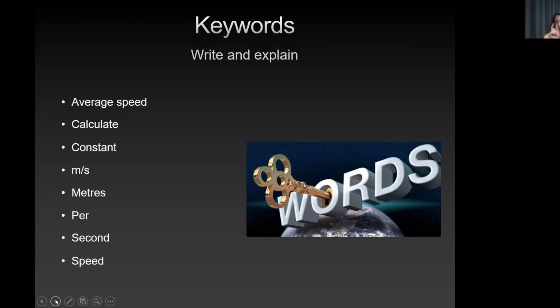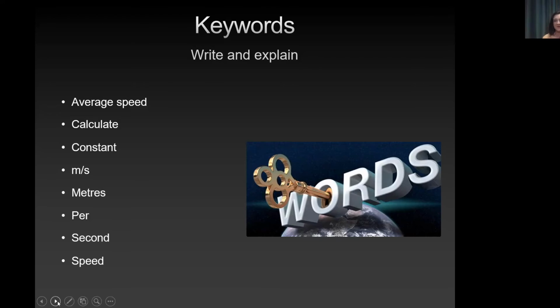And then we have the word per, and per means something based on something else. So if we look at meters per second, which is the meaning of m divided by s, meters per second would mean for every meter, we travel a specific amount of seconds, or for every amount of seconds, we will travel a specific amount of meters. And then the last one is speed, and speed refers to how fast we are traveling to get where we want to go.